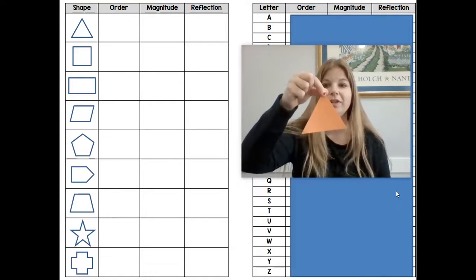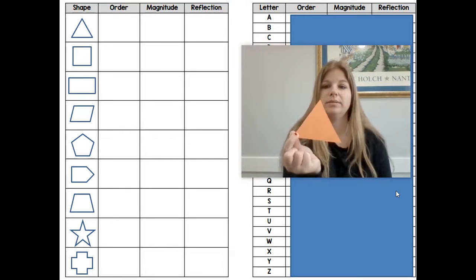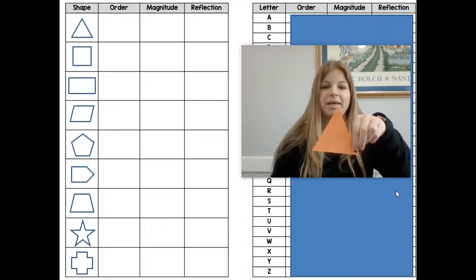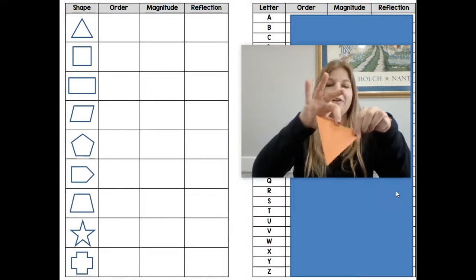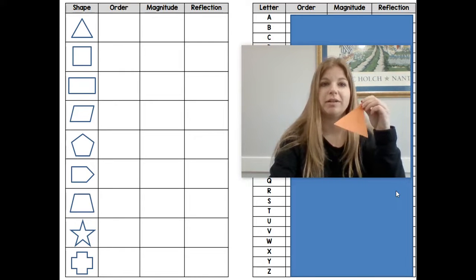So if I keep my fingers here at the top, I can rotate it once, twice, and then a third time back. So my order for this equilateral triangle is 3. 360 divided by 3 gives me the magnitude, which is 120.